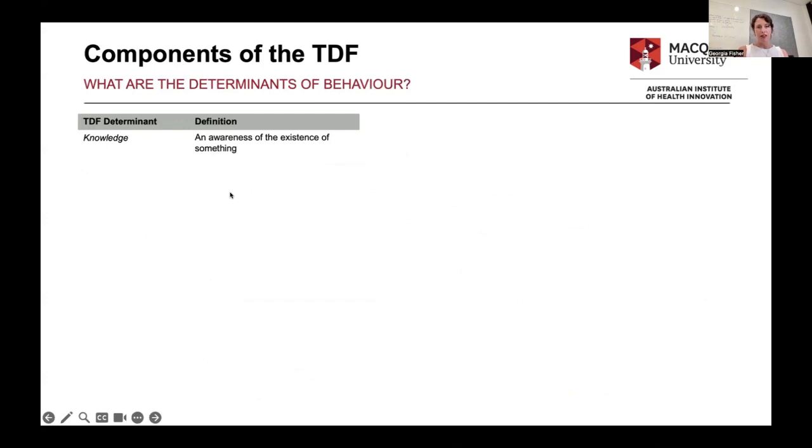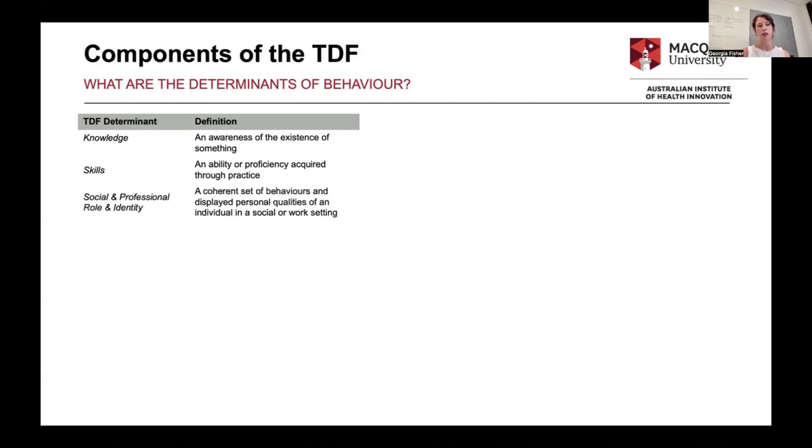So now we're going to dive into what makes up the Theoretical Domains Framework and what are those 14 determinants that it comprises. The first one is knowledge, and I'm just going to go through the cut and dry definition of each of these before we get to their application. So, the awareness of the existence of something, the basic definition. The second one is skills, so an ability or proficiency acquired through practice, and these can be physical skills or more emotional or psychological skills as well.